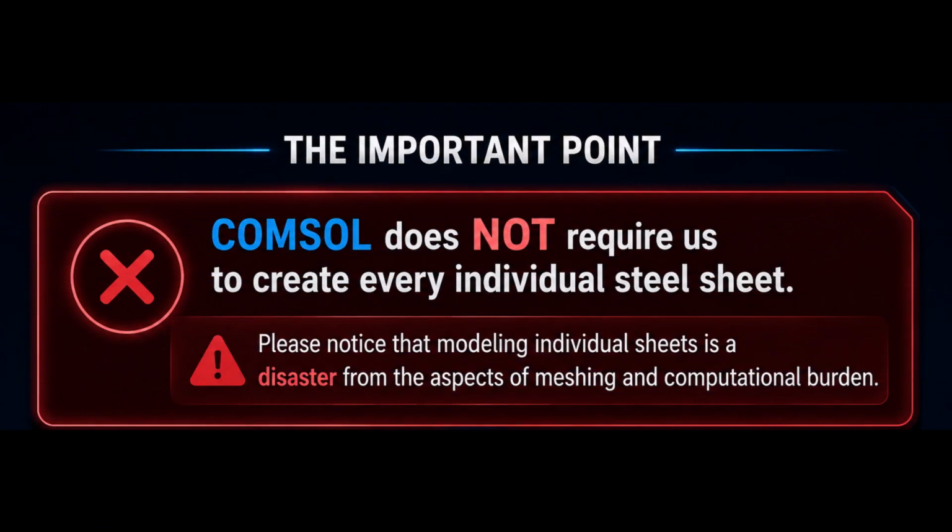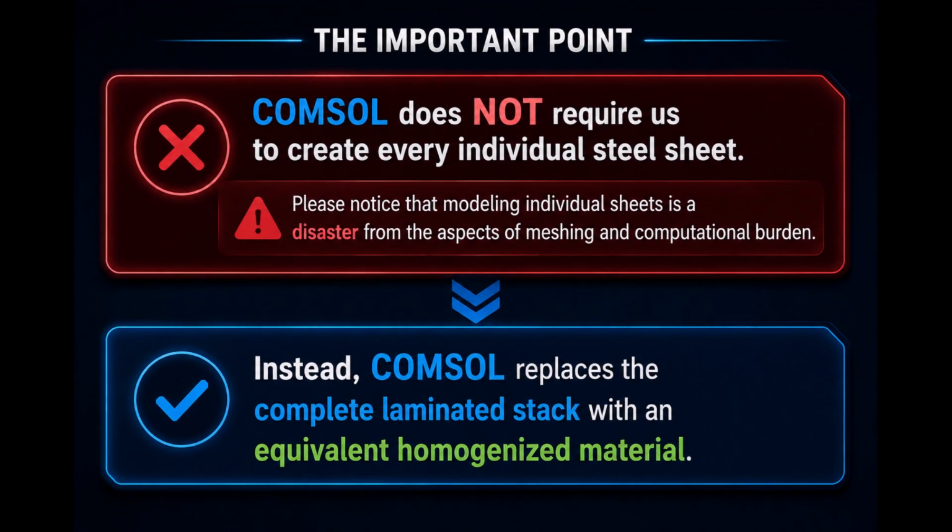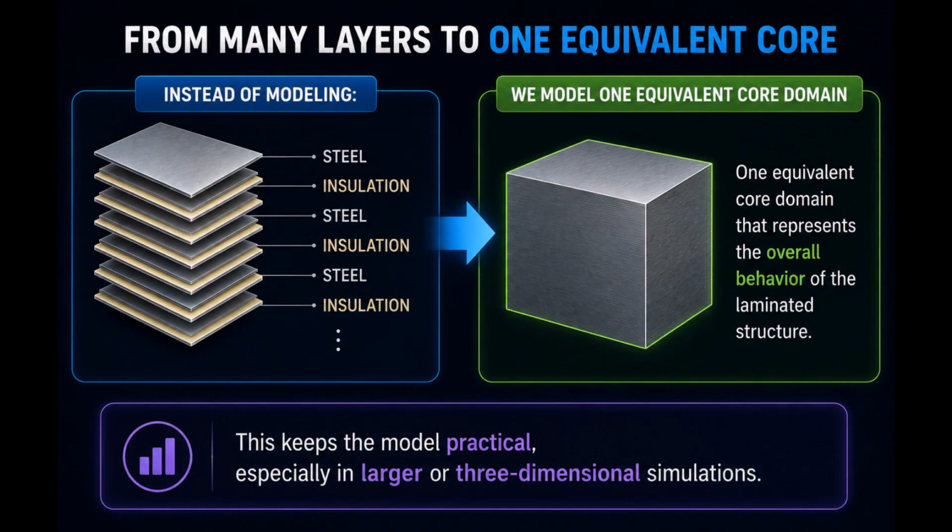The important point is that COMSOL does not require us to create every individual steel sheet. Please notice that modeling individual sheets is a disaster from the aspects of meshing and computational burden. Instead, COMSOL replaces the complete laminated stack with an equivalent homogenized material. So instead of modeling steel, insulation, and so on, we model one equivalent core domain that represents the overall behavior of the laminated structure. This keeps the model practical, especially in larger or three-dimensional simulations.